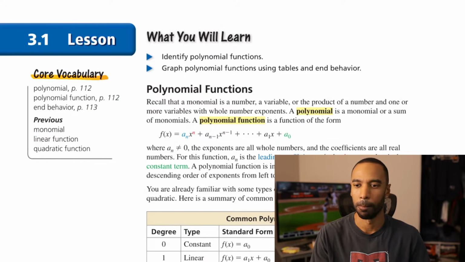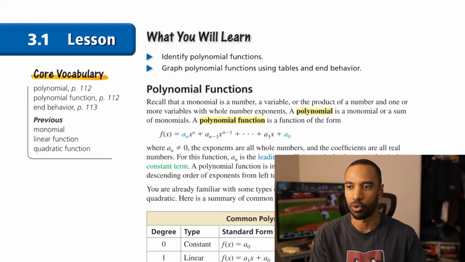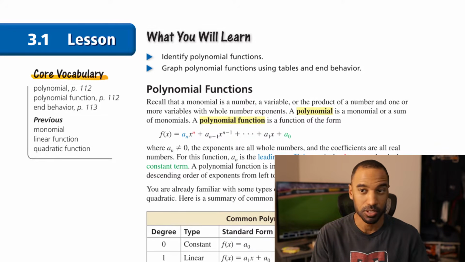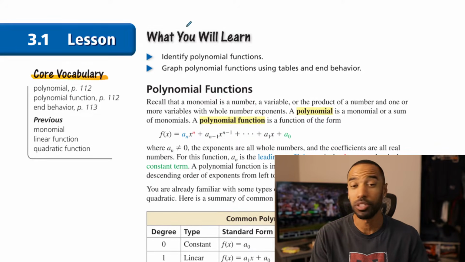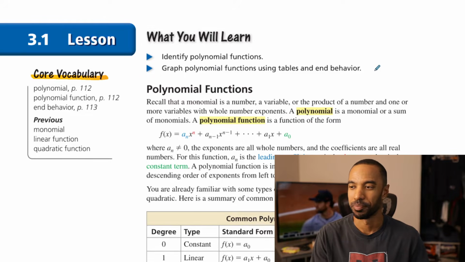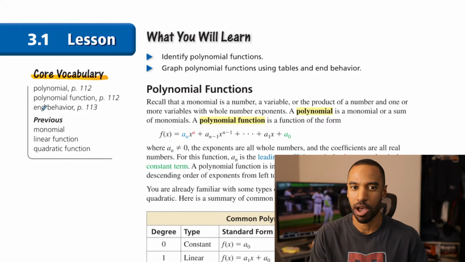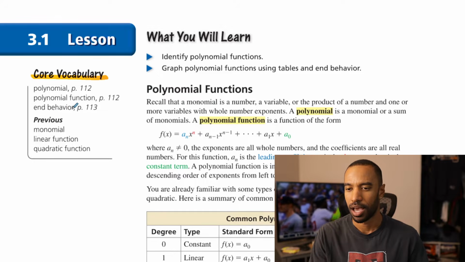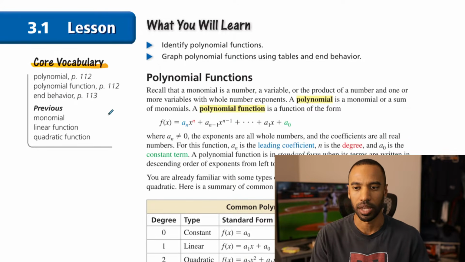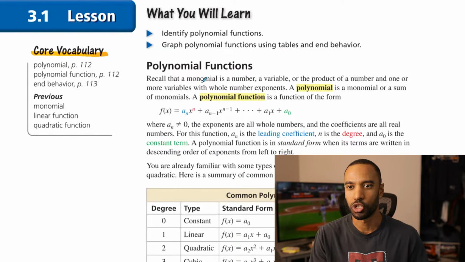We are going to identify polynomial functions and graph polynomial functions using tables, yes, and end behavior. I will use the tables, as they do. End behavior is a possibly new phrase for you guys. We'll get into it. Now, polynomial functions shouldn't be new to you.